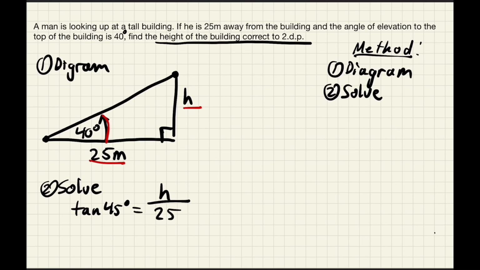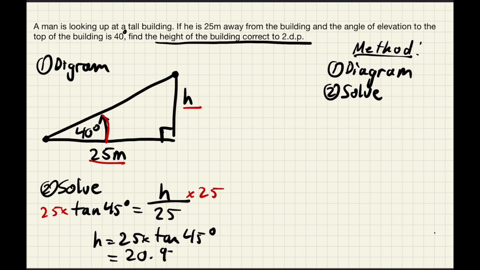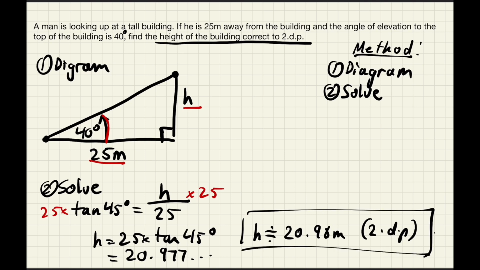Let's rearrange, make h the subject, times 25 on both sides. So then we'll have h is equal to 25 times tan 45 degrees. And when we do that, we'll get 20.977..., which, when rounded, is going to be 20.98 meters, and that is correct to 2 decimal places.